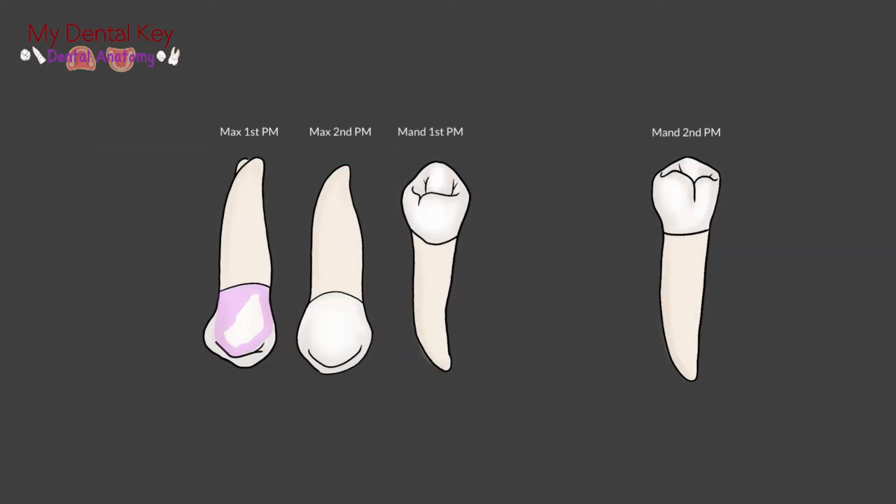What's most unique about this tooth is that while the other premolars have only one lingual cusp, the mandibular second premolar can have two lingual cusps. The three-cusped mandibular second premolar is more common than a two-cusped mandibular second premolar. Other differences between the mandibular first premolar and the mandibular second premolar will be pointed out as we go through each view of this tooth.